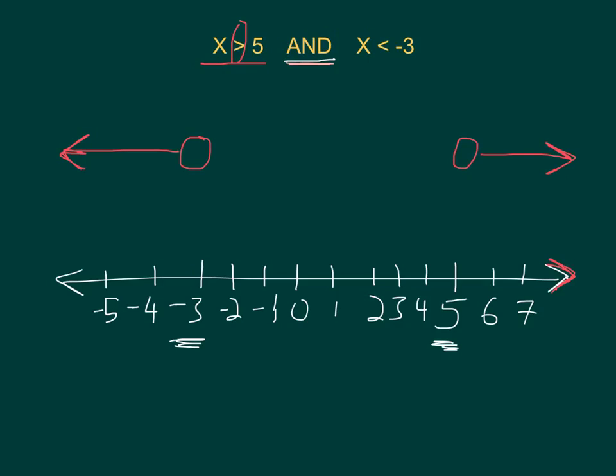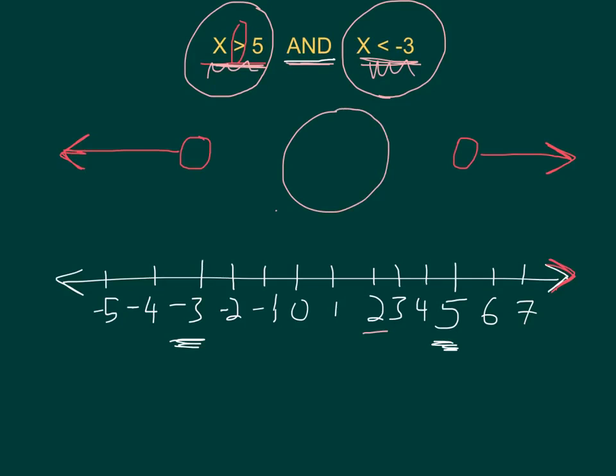If I check in my mind, -5 is less than -3, but it's not greater than 5. If I pick the number 2, that's not less than -3, and it's not greater than 5. So no matter what number I pick, I can't have that be true and that be true. So therefore, there is no solution, and my number line just stays empty.